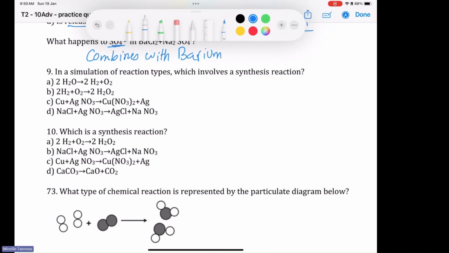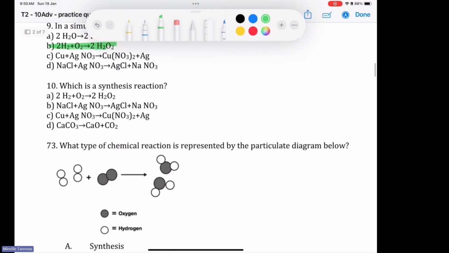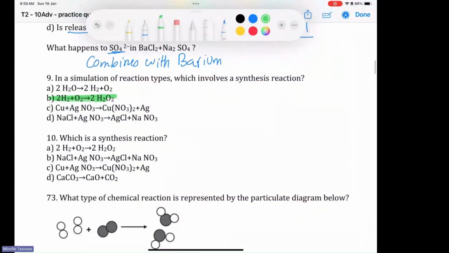Now, in a simulation of reaction types, which element involves a synthesis. I'm going to move faster so that I can solve as many questions as possible. Synthesis means the combination. This is the correct answer. Again, synthesis. Oh, this is a repeated one.